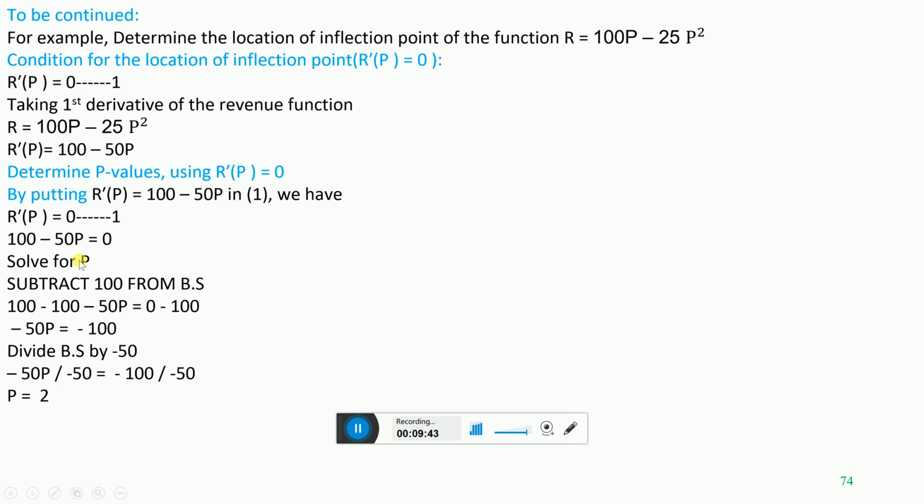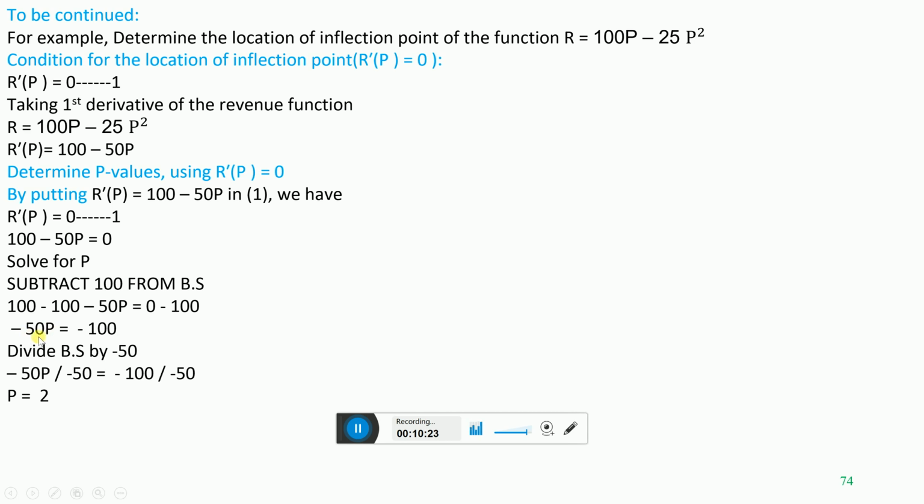Now solve for p. We have to transfer 100 to the right hand side, and keep p alone. So subtract 100 from both sides. We subtract 100 from the left hand side: 100 minus 100 minus 50p is equal to, and on the right hand side 0 minus 100. Plus 100 and minus 100 cancel out, minus 50p is remaining and is equal to 0 minus 100, which is minus 100.